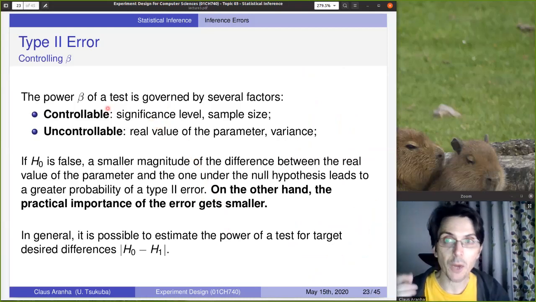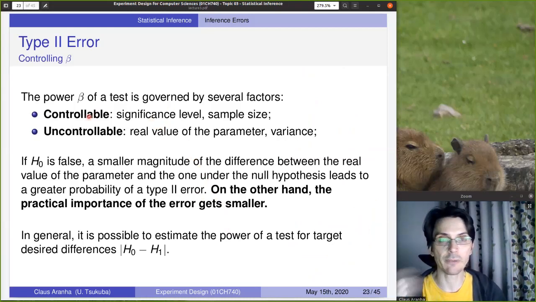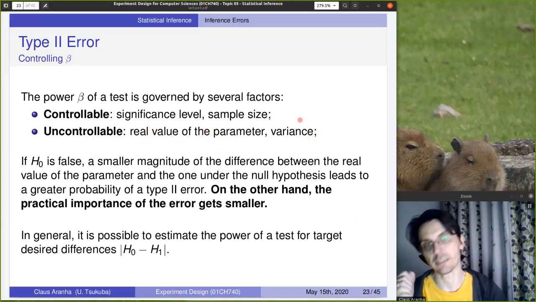So the power of a test has several factors. Of course, just like alpha, beta also changes depending on the sample size and the significance level. But unlike alpha, beta also depends on the real value of the parameter and the variance of the sampling distribution of the population parameter. So if the null hypothesis is false, a smaller magnitude of the difference will lead to a greater probability of type 2 error.